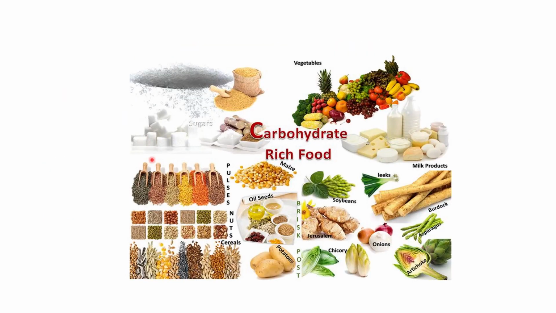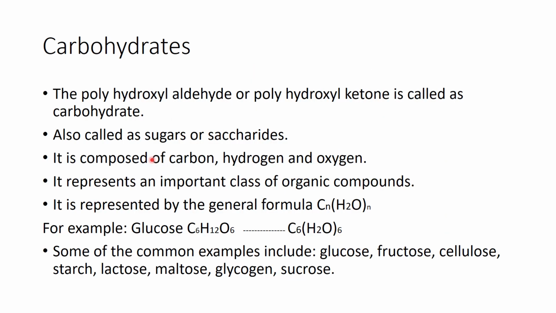Before I discuss it according to chemistry, let me tell you that carbohydrates are present in a large variety of different foods, and carbohydrates are organic. So you can get carbohydrates in sugar, in vegetables, fruits, pulses, nuts, cereals, and even dairy products like milk, cheese, yogurt, and so on. Now let's take a look at the definition of carbohydrates.